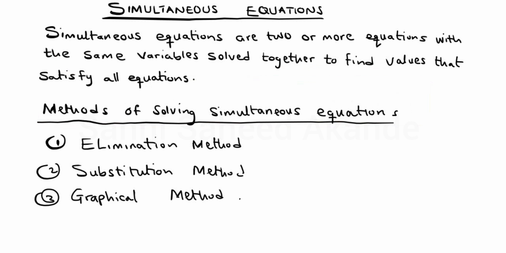Now, in solving simultaneous equation, we have three major methods that we can follow. So the first method is elimination method, then followed by the substitution method. We also have graphical method. So these three methods are the methods we are going to consider under this topic, simultaneous equation.